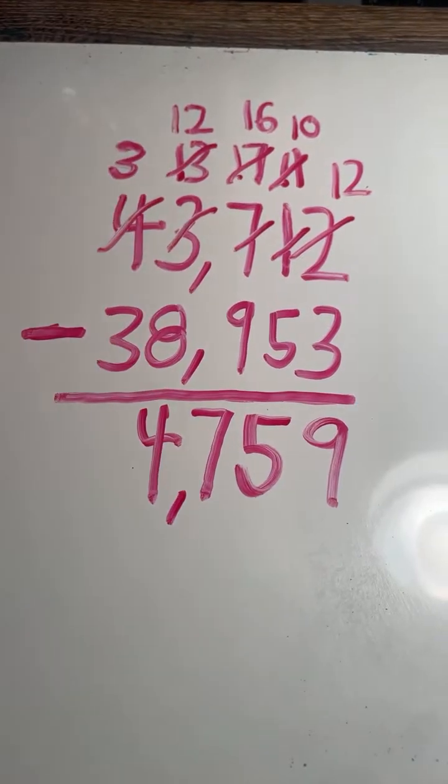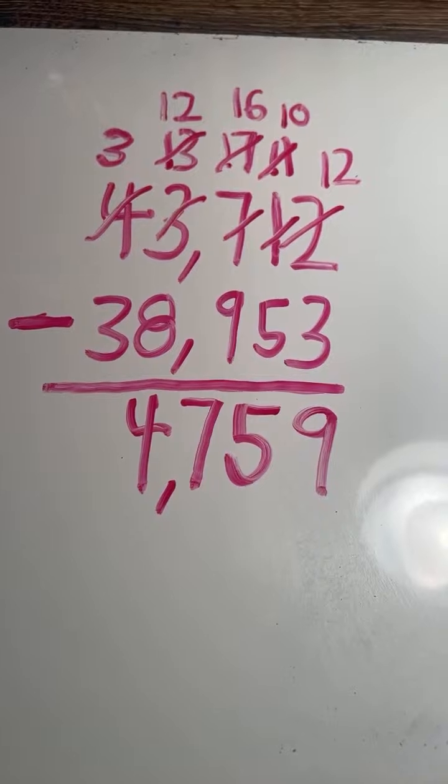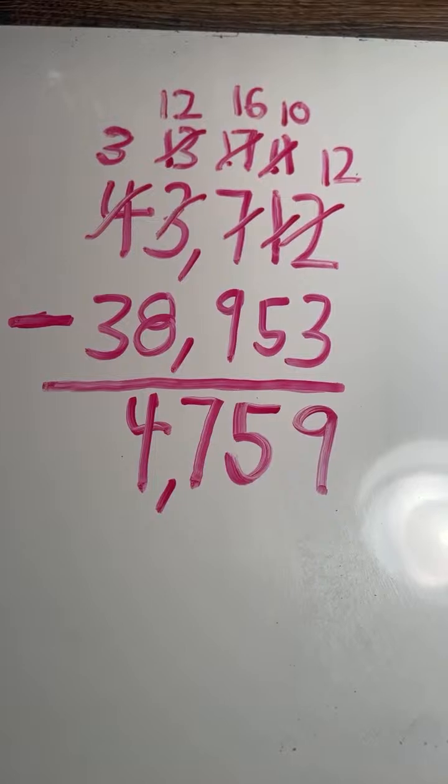But we have our final answer, 43,712 minus 38,953 equals 4,759.